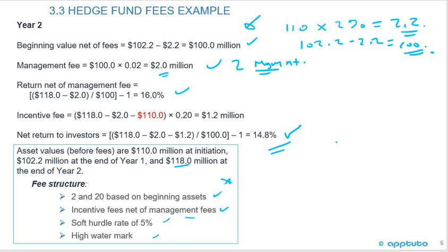Okay, so these questions are not too difficult in terms of the math, but you just need to be careful reading the fee structure. The things to look out for are: based on beginning assets, look for beginning or ending. Look for the soft hurdle rate or hard hurdle rate, understand the difference. Net of management fees or before management fees, and understand the high water mark. But we're going to go through some practice questions to get more up to speed on this.